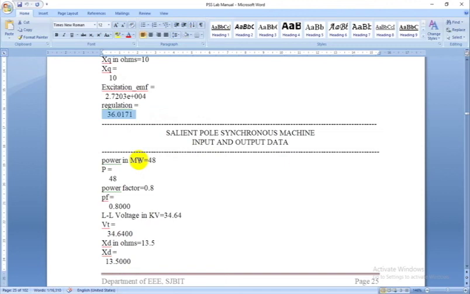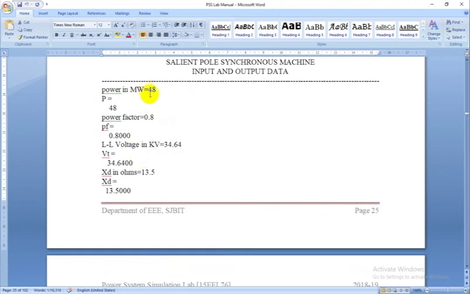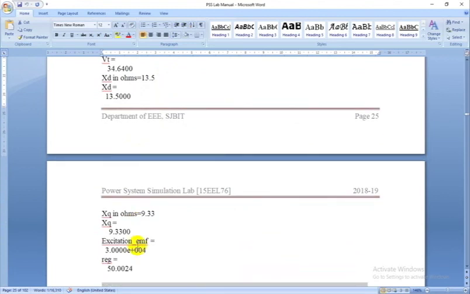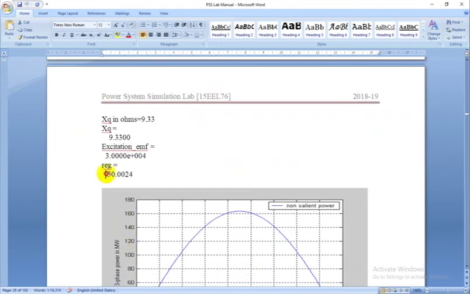Suppose if you take salient pole machine, same power input, 0.8 power factor, and here XD and XQ are changing because direct and quadrature axis are different, because the poles are projected, thereby you will have more flux around the pole, and in the interpole region you will have less flux. Because of that the regulation is more. Actually regulation should be minimum as much as we can, but compared to the previous 36, now it is 50. This is not efficient compared to the non-salient pole.